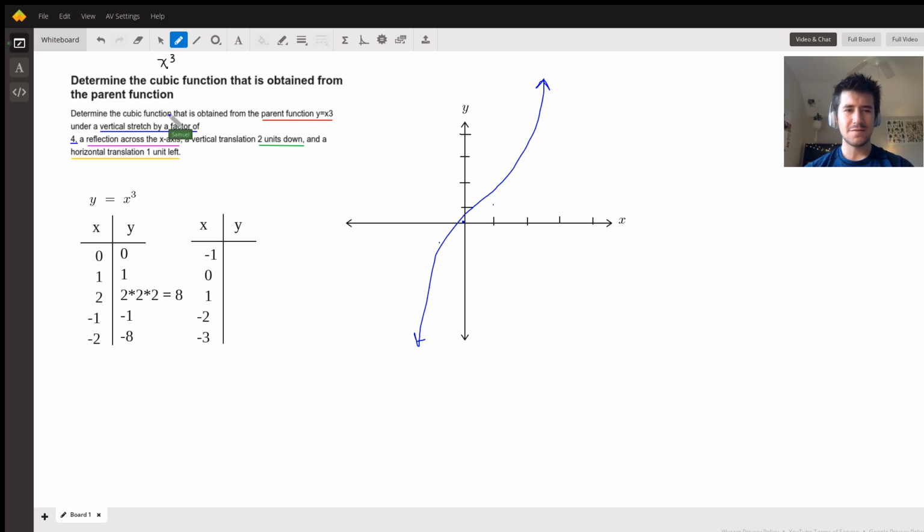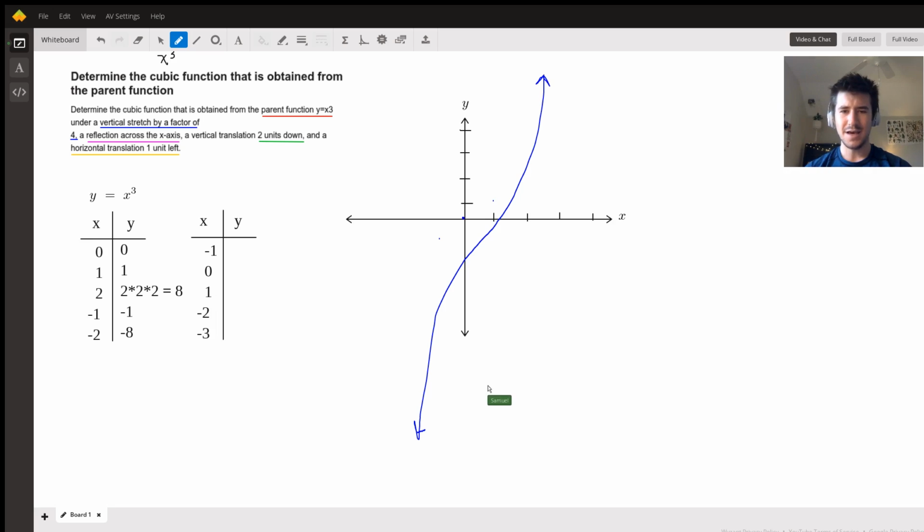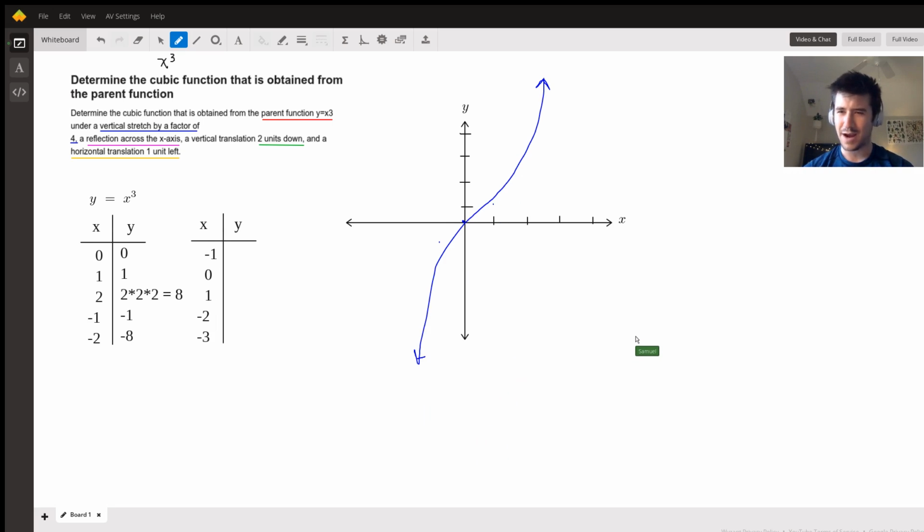Great. The first criterion is that we need to stretch by a factor of 4. I would visualize that by pulling our graph vertically. What I just did probably wasn't a factor of 4, but I want to leave this blue graph as the parent so we can keep comparing. Sorry, that's not correct. Let me fix that.